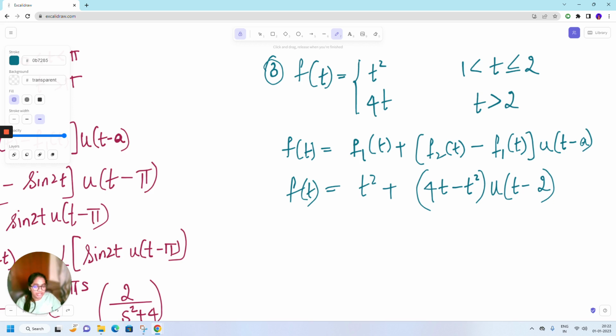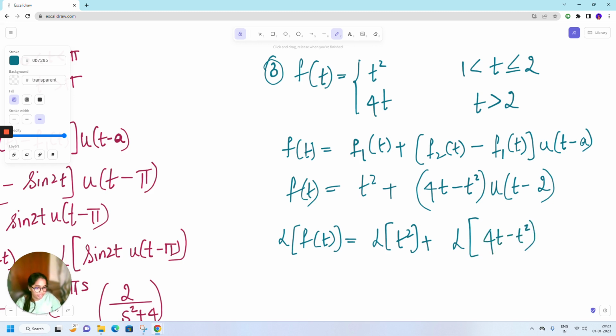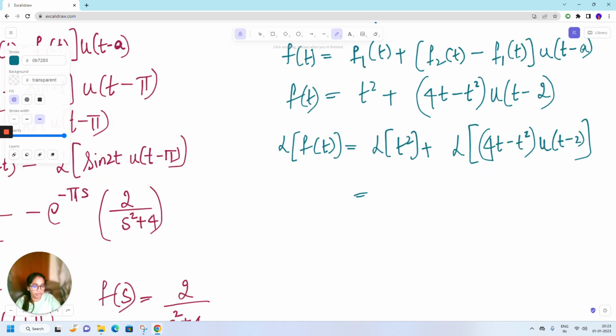Now this is our f of t. What is the next step? The next step is to find Laplace of f of t. How would you find that? I would get Laplace of t square plus Laplace of 4t minus t square into u of t minus 2. What is Laplace of t square? What is the formula? It is n factorial, that is 2 factorial divided by s to the power 2 plus 1, or 2 over s cube, plus, what do we have here? 4t minus t square into u of t minus 2, correct?